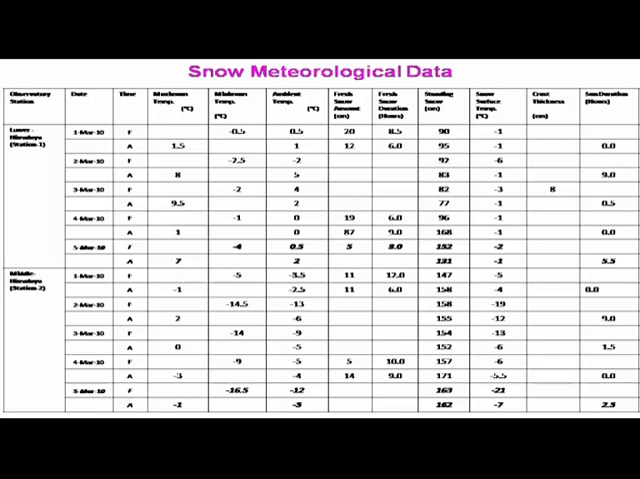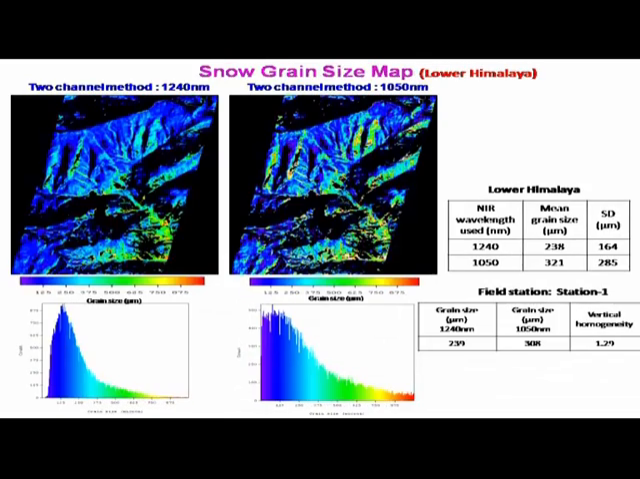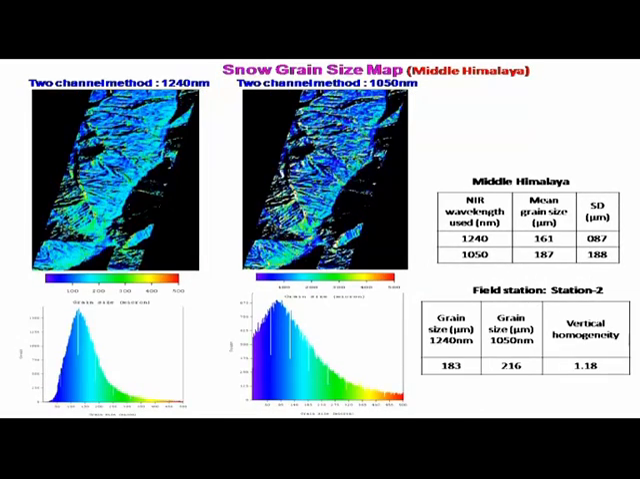So that's why, and this snowfall was just day 1 snow. Before the satellite pass of 5th March, the snowfall was taking place, and this was, you can say, the day 1 snow just after the snowfall. Even then, because of high temperature in the lower Himalaya, the grain sizes are higher in the lower Himalaya compared to the middle Himalaya.